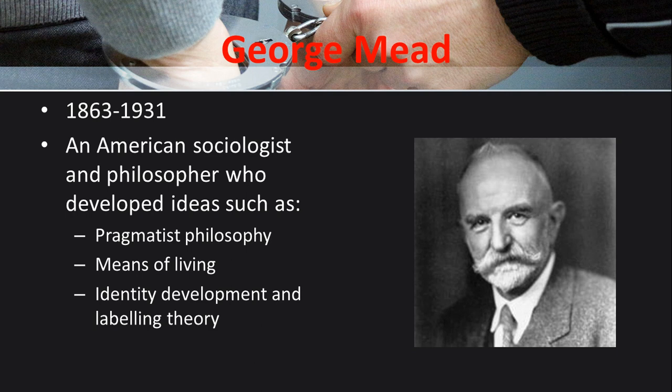He also developed ideas around identity development, how we grasp our sense of who we are, where we fit in the world, how we participate in wider society. And labelling theory, which does certainly have a relevance to crime. Becker more developed that with respect to crime, but it has its roots in George Mead's theories.